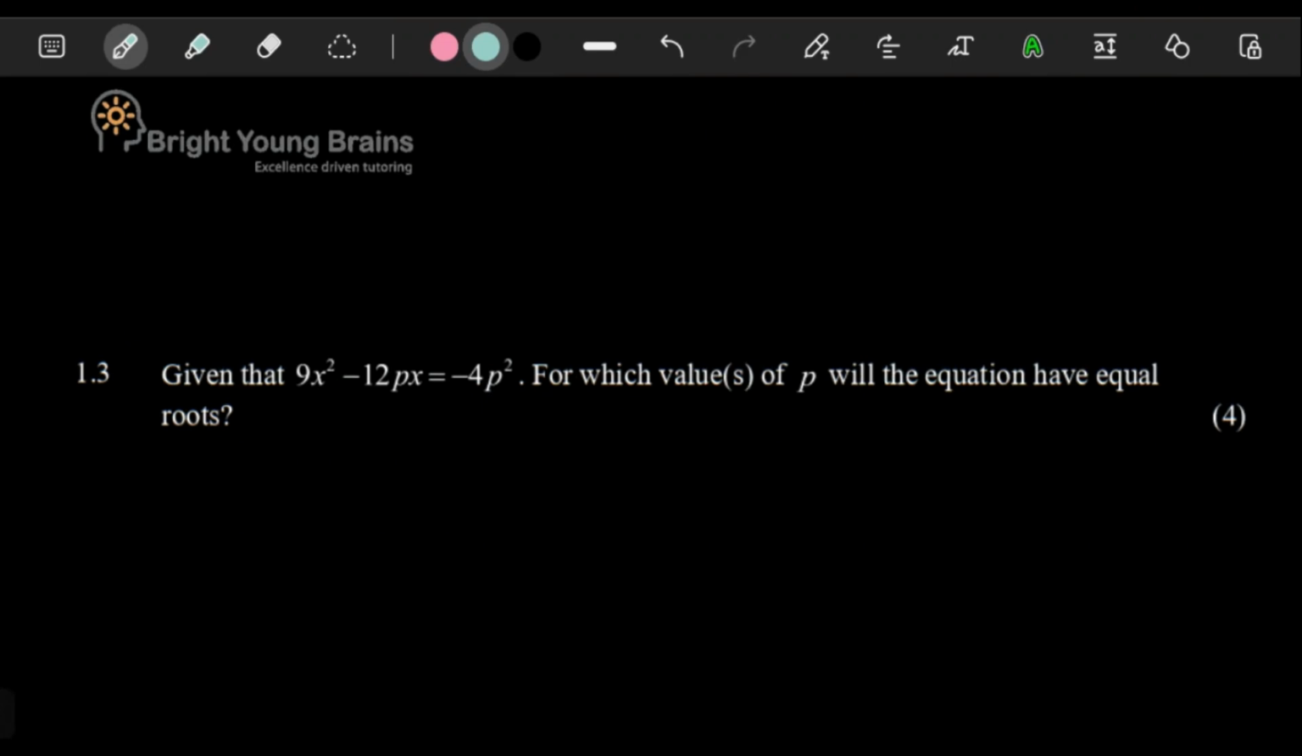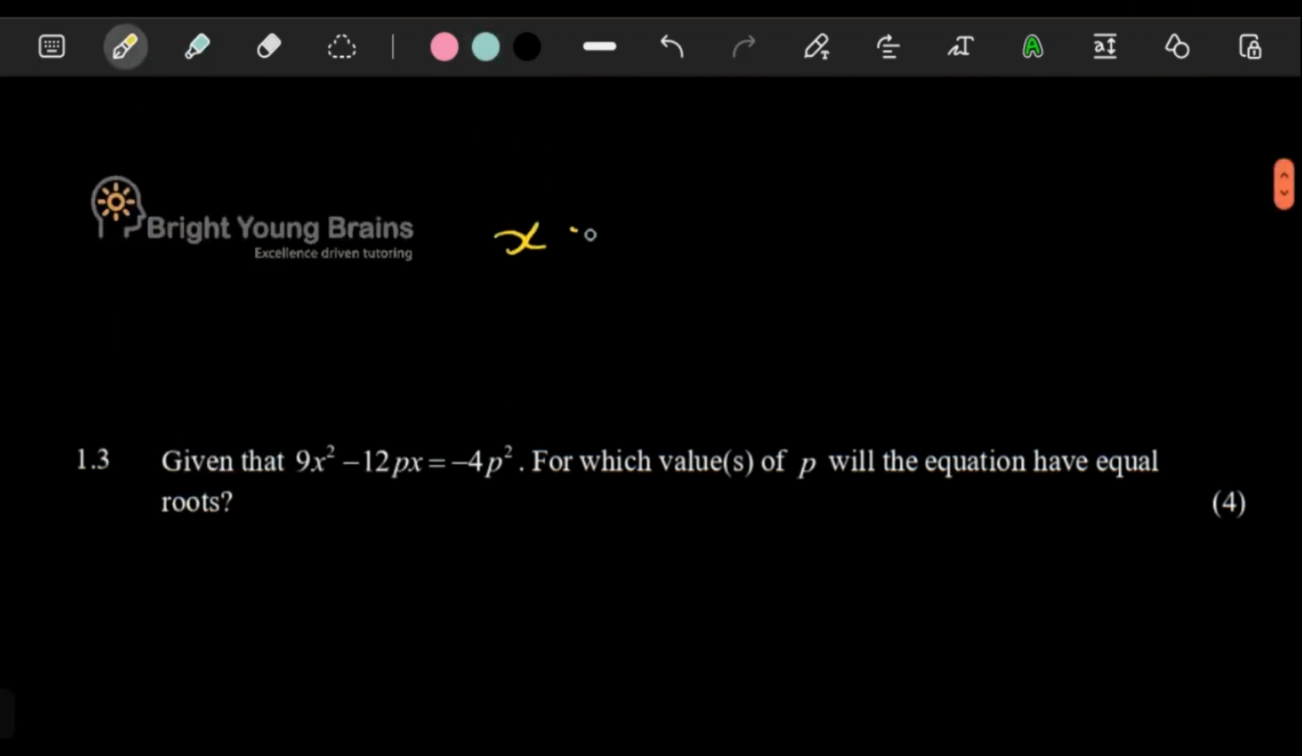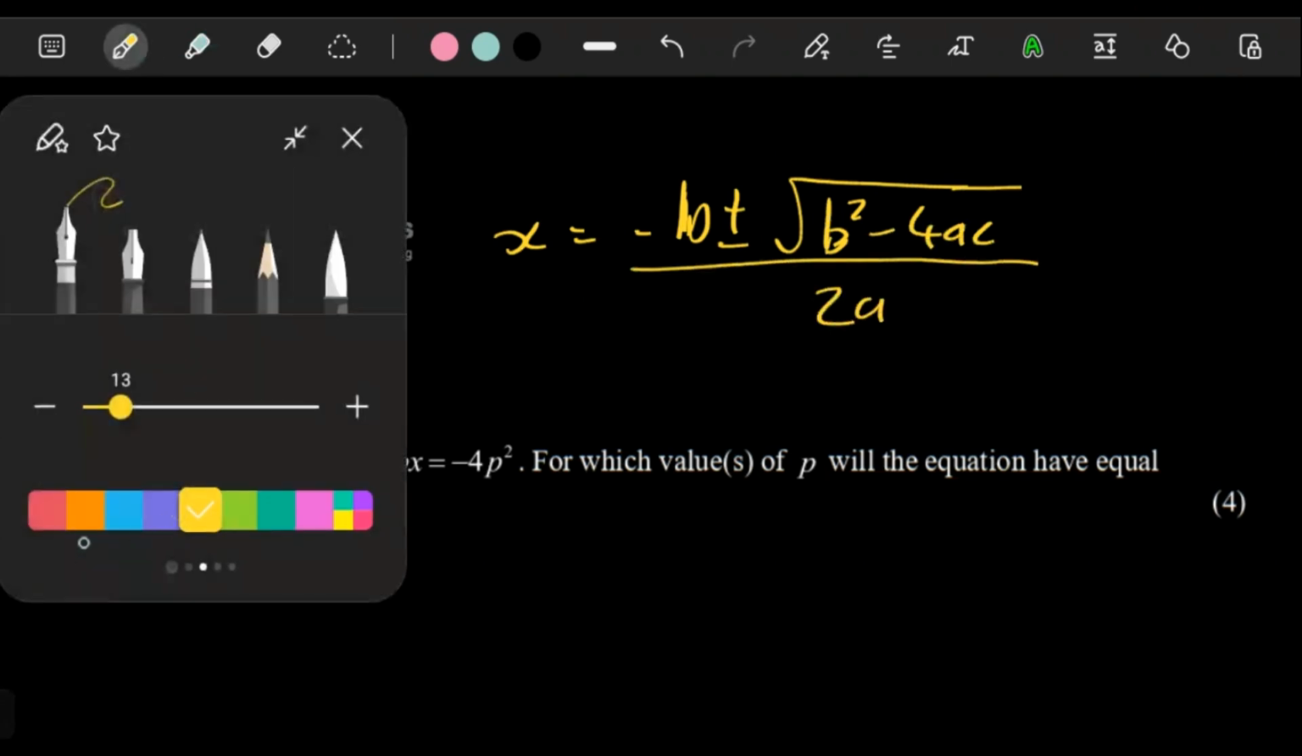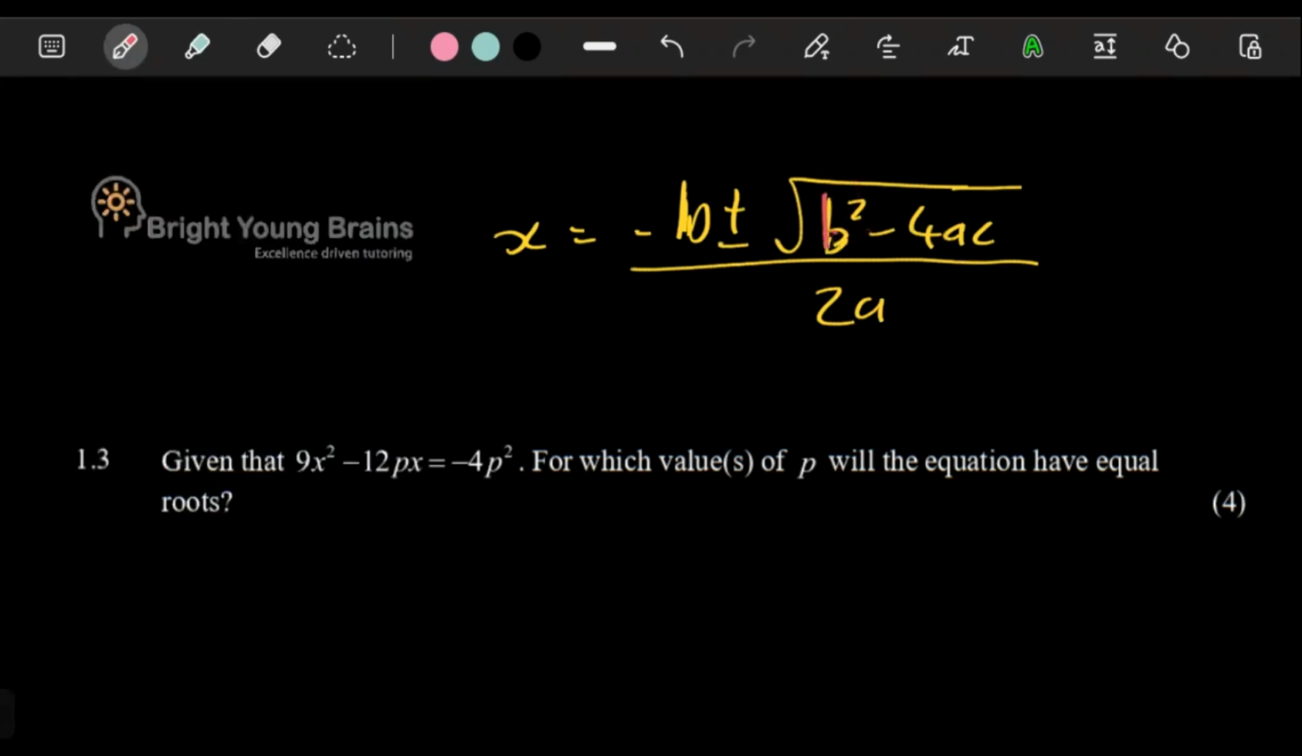So this question is not difficult at all, because remember, when it comes to you having equal roots, if you think of the way your quadratic formula is laid out, minus b plus minus the square root of b squared minus 4ac over 2a, the only time that you're going to have equal roots is when b squared minus 4ac is 0. Because if this thing here is 0, it means that whether you put a plus or a minus, your answer is going to come out the same. That's how you have roots that are equal.